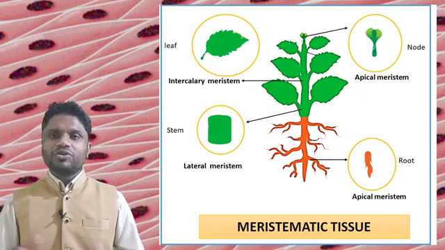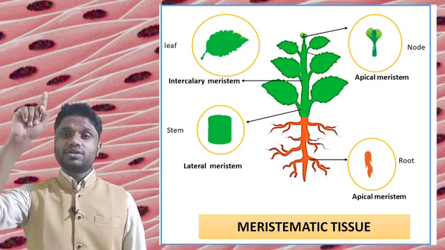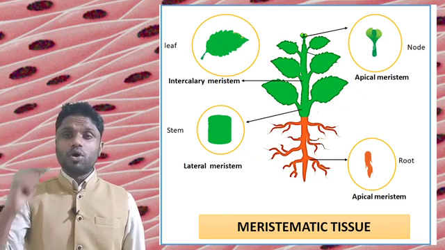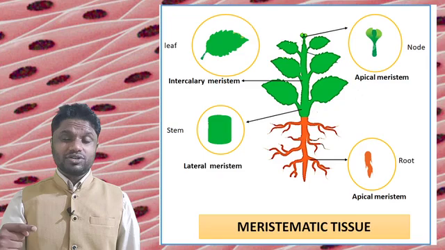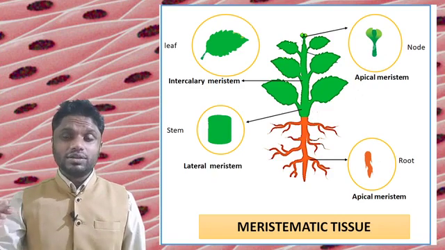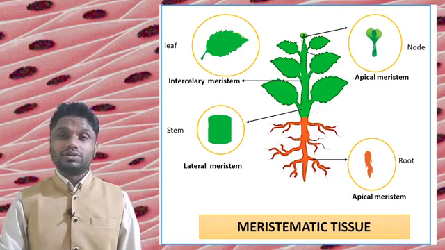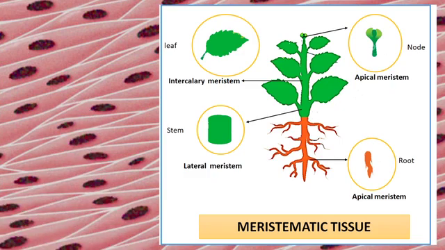On your screen you can see a picture. You can see the location of meristematic tissue in plant body. See, it has in this the top, the bottom, and the middle. You can see the apical meristem, intercalary meristem, and lateral meristem. On the top you can see the apical meristem, in the middle the intercalary meristem, and at the bottom the lateral meristem. Apical meristem is present at the growing tips of stems and roots and increases the length of the stem and the root. The girth of the stem or root increases due to lateral meristem, that is called cambium.